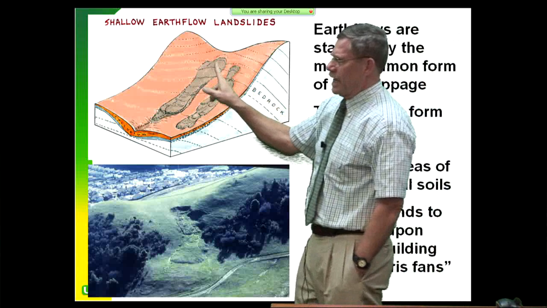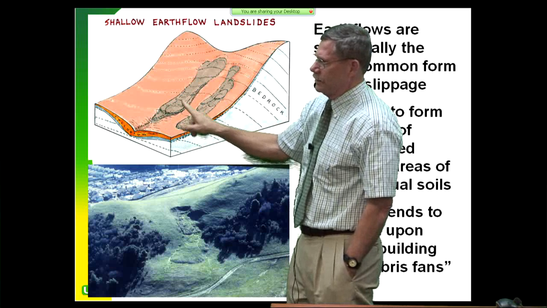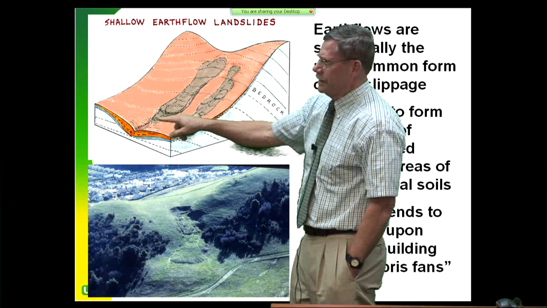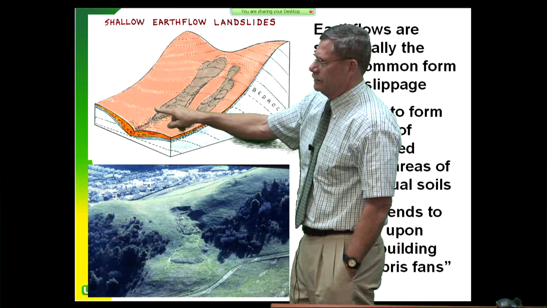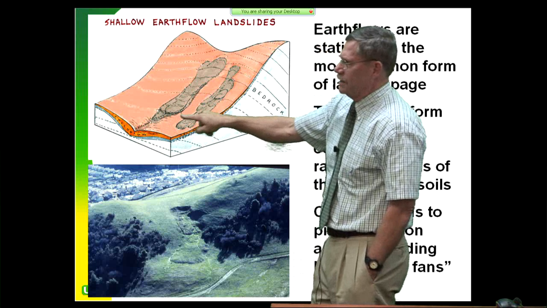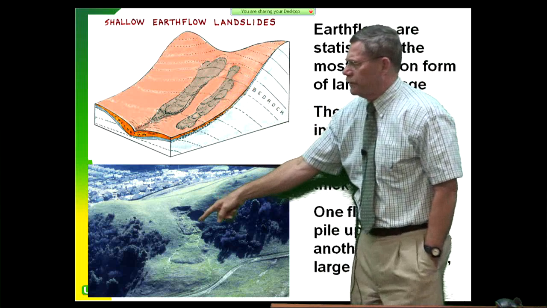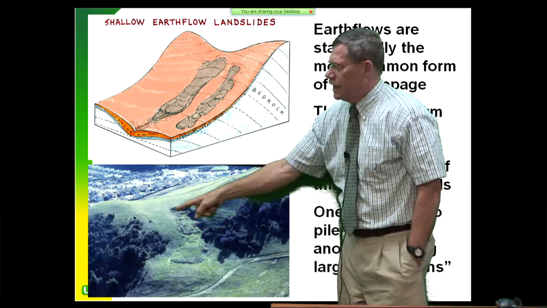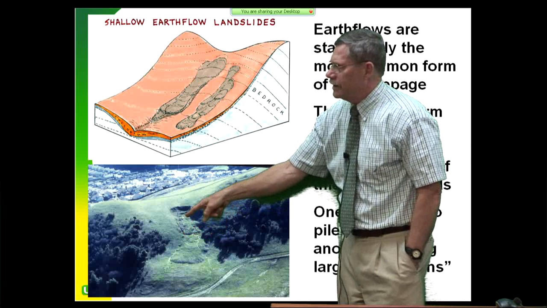This one, we have deeper, more material, and we can see 2 really good, well-developed lobes here. And we also see a drainage coming up, and then the drainage splitting here and going up either side of the feature. That's a dead giveaway. Now here's what an active earth flow looks like. We got a little one coming down here. There's the toe of it right there. We got a headscarp here.